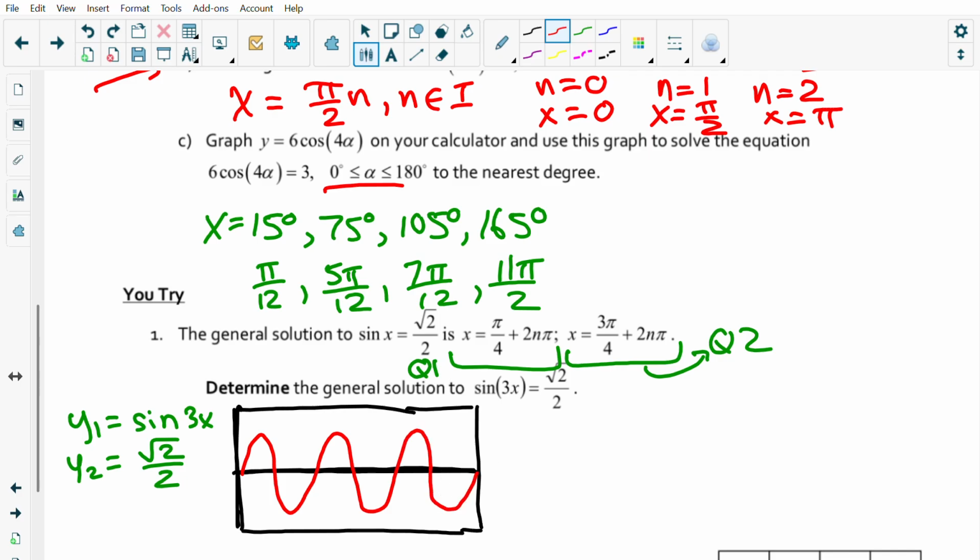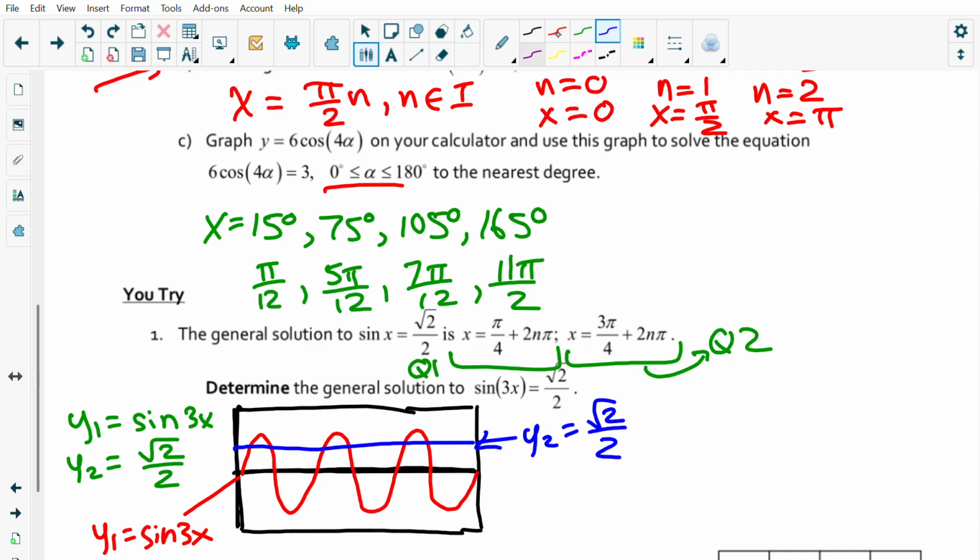Okay, so that is y1 equals sine of 3x, and y2 equals square root of 2 over 2. Well, where are all the points that it intersects?